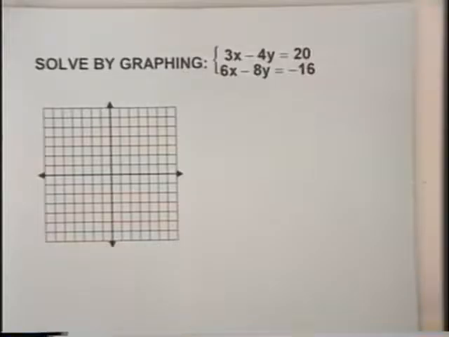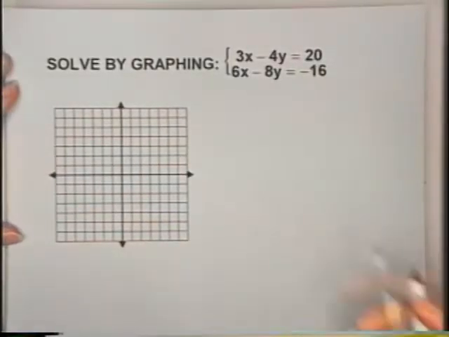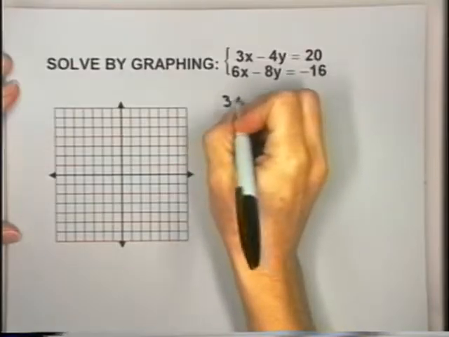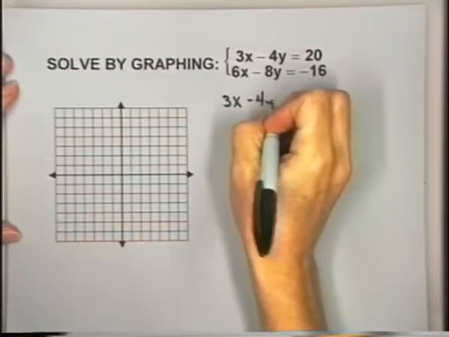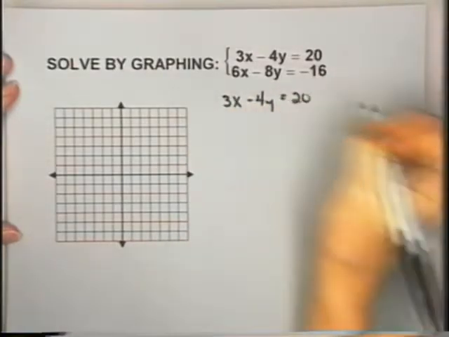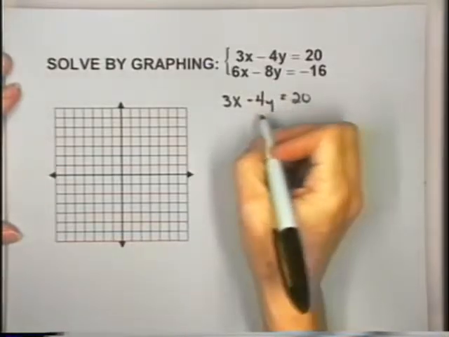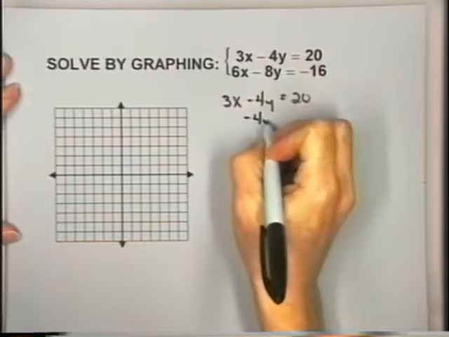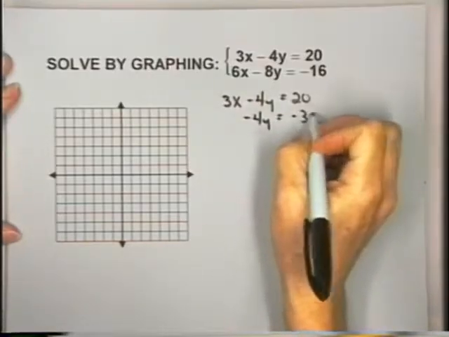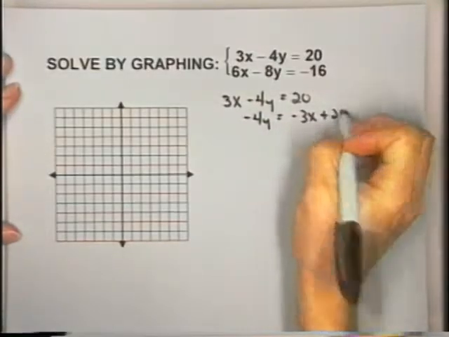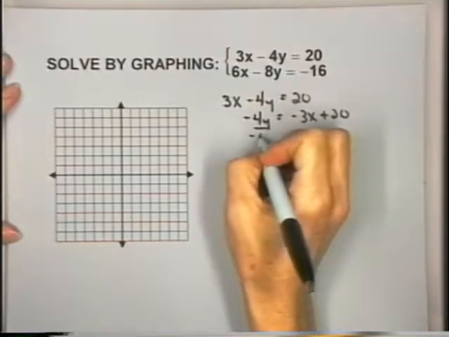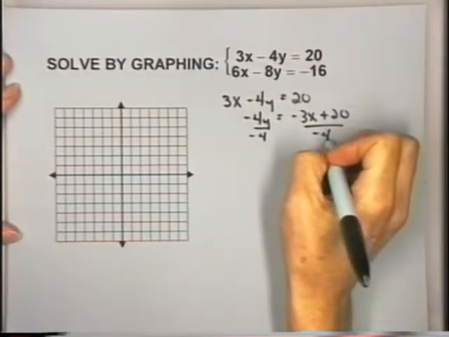Solve by graphing 3x minus 4y equals 20 and 6x minus 8y equals negative 16. Let's take our first equation, 3x minus 4y equals 20. And I think I'm going to solve for y again here and use the slope-intercept form. So if I subtract my 3x, I have a negative 3x plus 20. Then dividing both sides by negative 4.